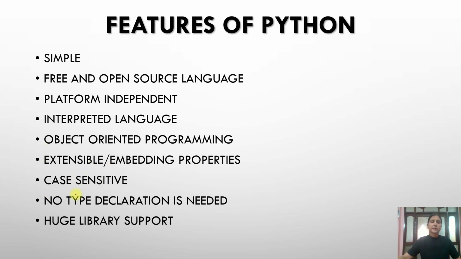Now the last feature is it has huge library support. Huge library support means it has a huge collection of libraries. Now what is a library? A library, you can say, is a collection of packages. Package we have done in Java also. A package is a collection of pre-compiled classes, or we can say a package is a collection of modules. And a library is a collection of packages. So it's huge library support, so that we can get the solution of our every problem. So the main benefit of Python is it has huge library support.